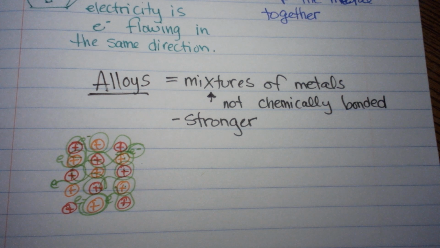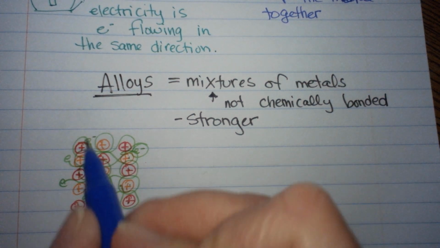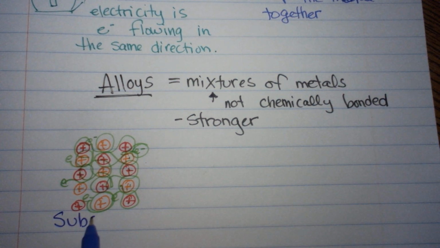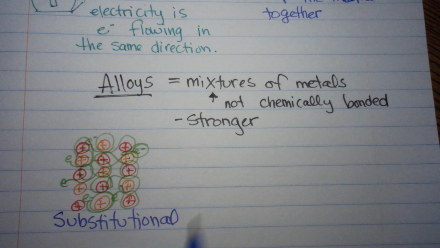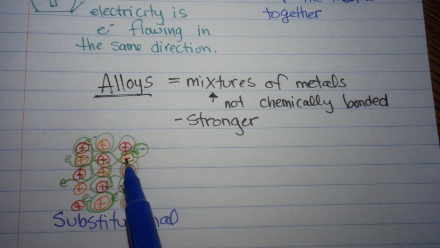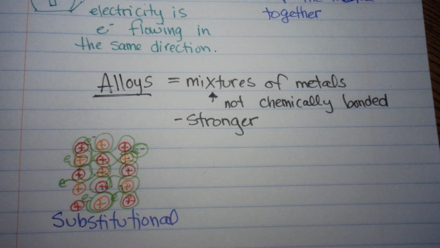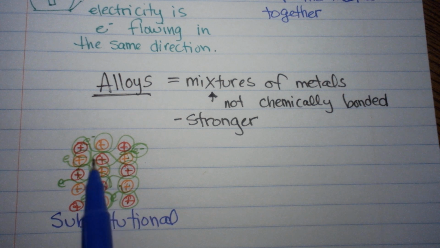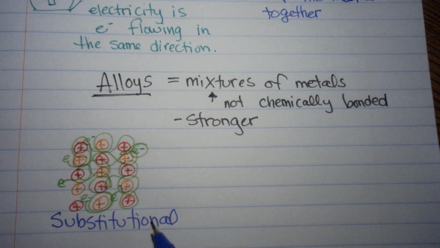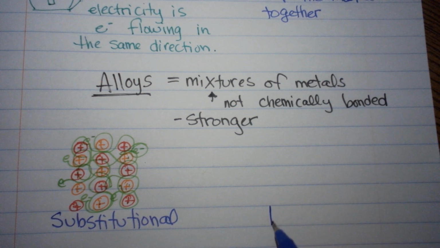Let's name these things. This is called substitutional. Okay, so you can see that they take the place of the other. So we have that same structure, that same lattice structure, repeating pattern. Just the orange one took the place of the red one. There's one other kind that we need to talk about.